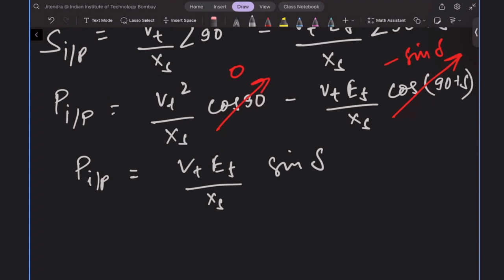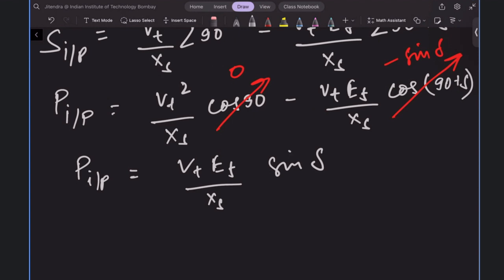Sir, now, VT is line voltage or phase voltage? Here VT and EF will be line voltages only, because we haven't used any factor of 3. Now, if you want to use the phase values, then you have to multiply it with the factor of 3. Okay. Yes, sir.